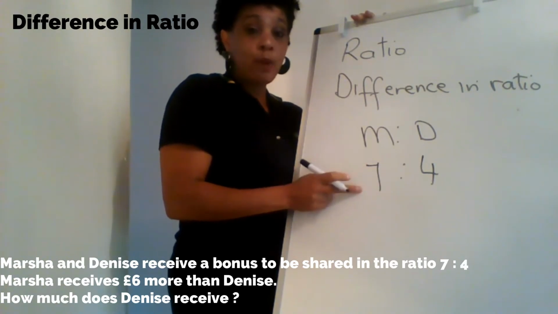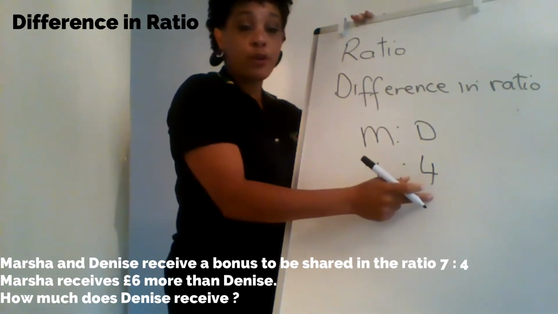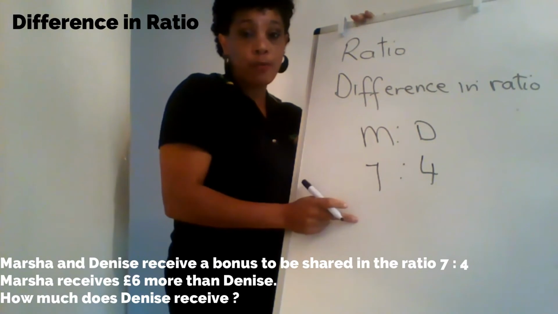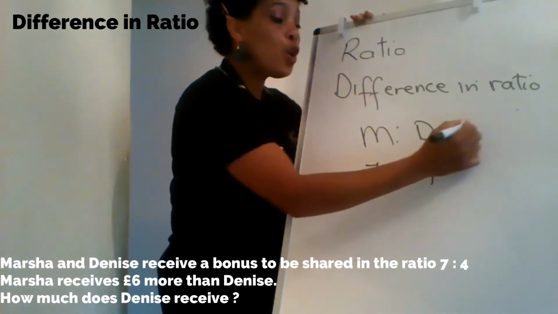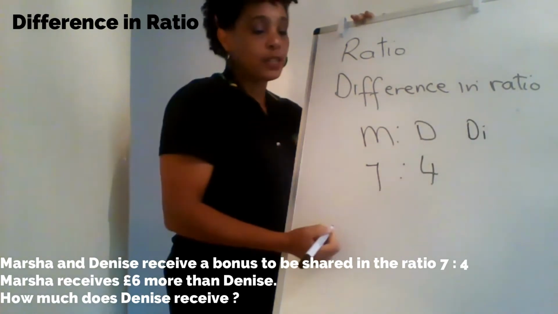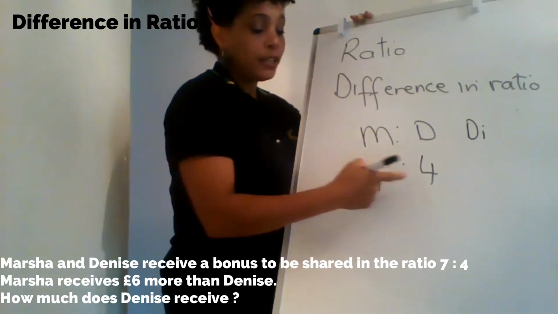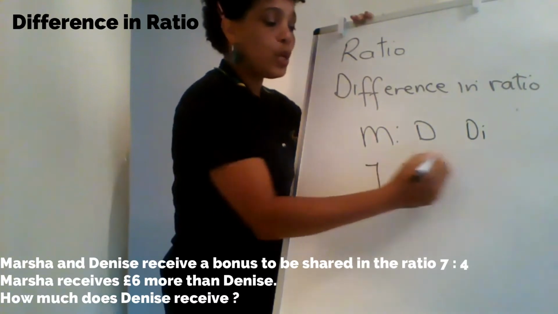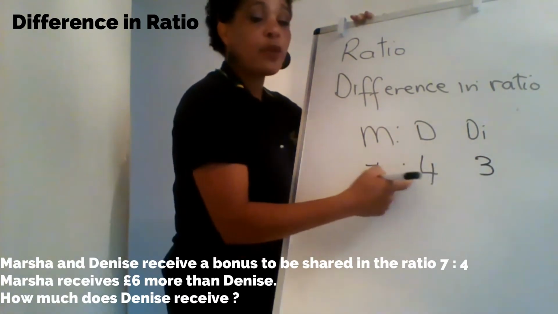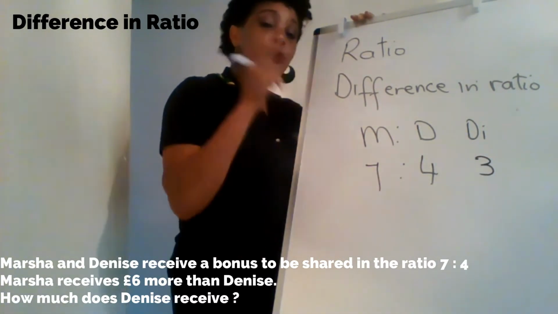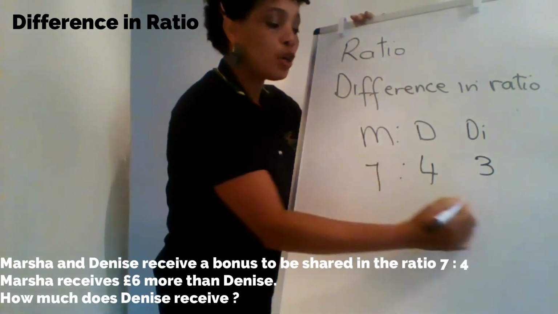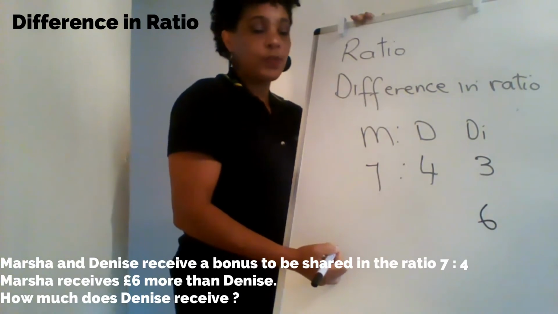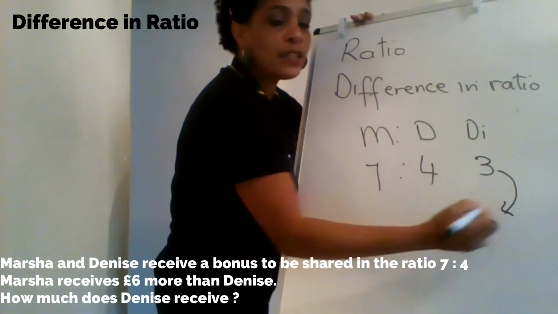So you notice Marcia had gotten 7 parts, so she would have gotten more than Denise because Denise only got 4 parts. So we know in this case we're given the difference. I'm going to write DI for difference. We know that the difference between these two is 3 because 7 take away 4 is 3. And we know that the difference in the amount that Marcia got was £6. So what do I do from 3 to get to 6?